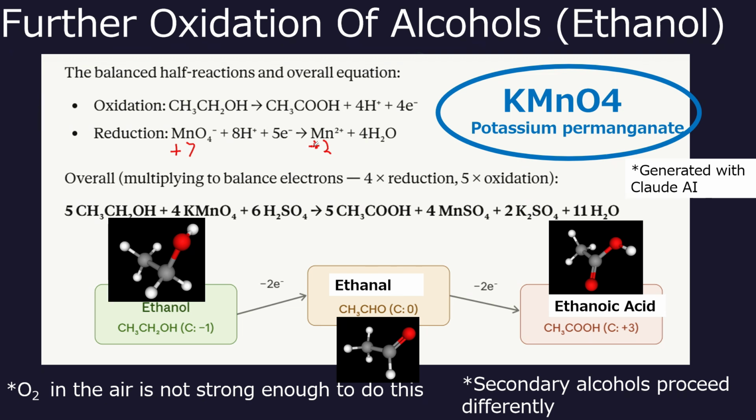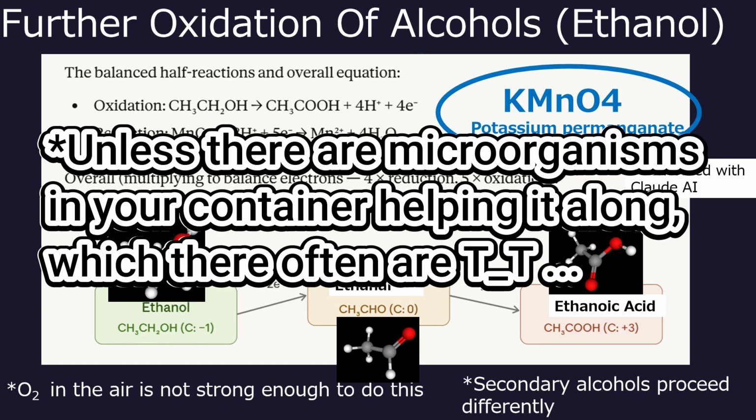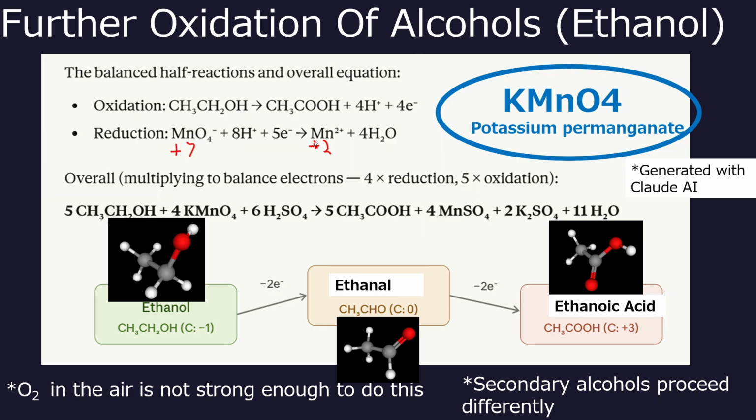So some important points here. O2 in the air is generally not strong enough to do this. So if you just have some ethanol laying around, it's not going to become ethanal or ethanoic acid, at least not in the time scales of human life. So we need stronger oxidizing agents such as potassium permanganate. And secondary alcohols will proceed differently here. Ethanol is what we call a primary alcohol, with the oxygen on the end of the carbon chain. But if it were in the middle, we get different reactions, so just be aware.